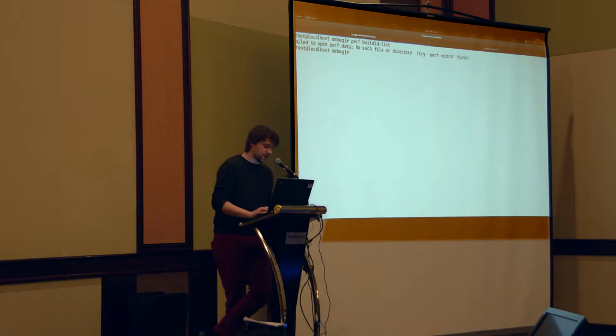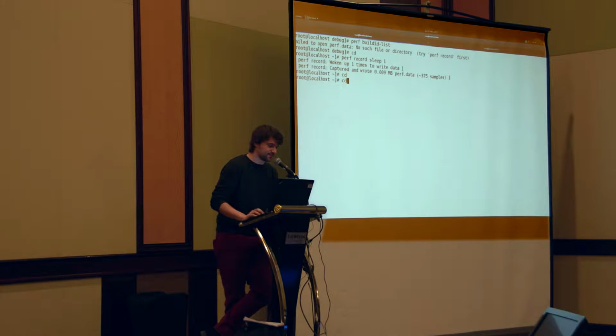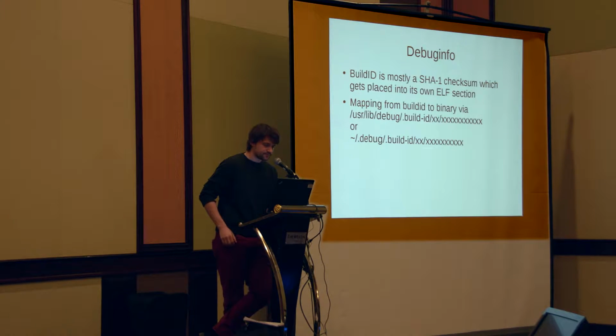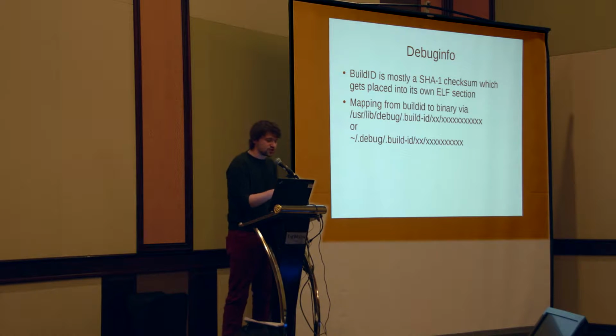You also need to have something going on, and after that, perf buildid-list can show you which build IDs get used by your current perf.data. And there's another directory in your home directory, which is just .debug, so you can manually link in debug information there, but you normally don't need that.